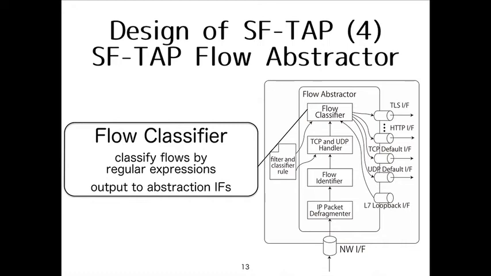Finally, classified flows are outputted into flow abstraction interfaces. And the right-hand side of this picture shows the interfaces of flow abstraction. For example, HTTP flows are outputted into HTTP interfaces, and TLS flows are outputted into TLS interface. Analyzers connect to these interfaces, receive flows, and analyze these flows.